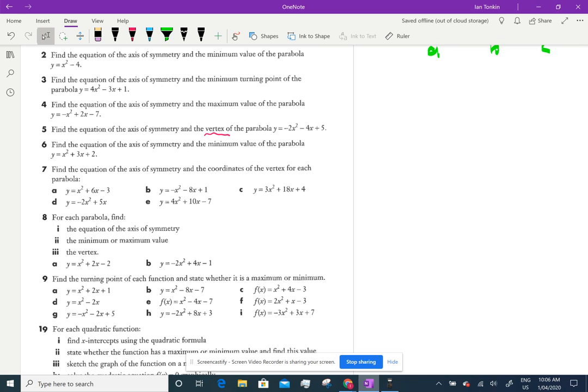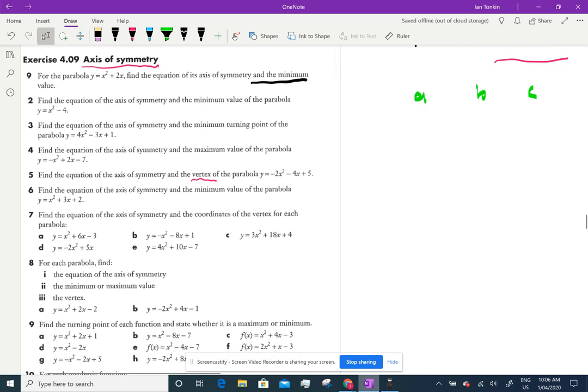All right. A is positive, B is a negative parabola, C is positive, D is negative, and E is positive. So I want to do a positive and a negative. So I'll do B and C. So 7B. It's a negative parabola. Y equals -x squared minus 8x plus 1. So find the coordinates of the vertex for each of these.